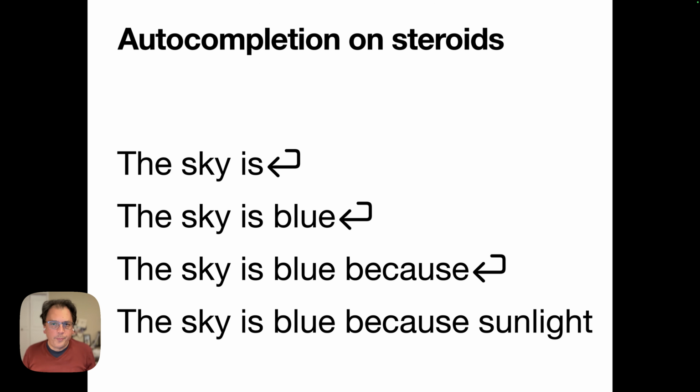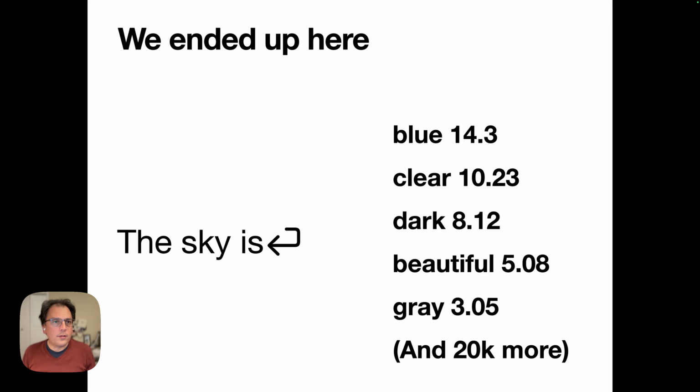We've discussed this in the previous video, so this is what we ended up with. If we have the prompt "the sky is", then the most likely word to follow is "blue", but "clear" is also pretty obvious. Then we have a number of words that are less likely. Again, these numbers are not real numbers; I was lazy, I just typed them in here.